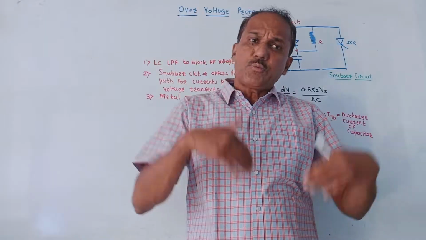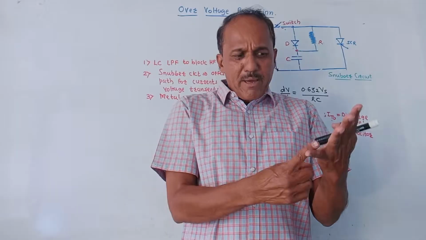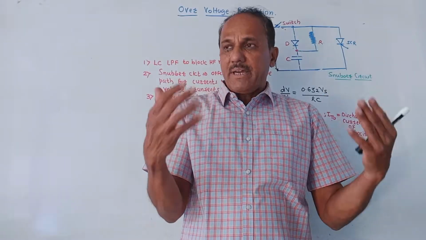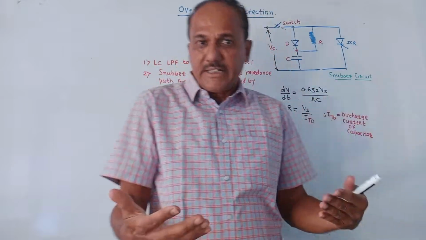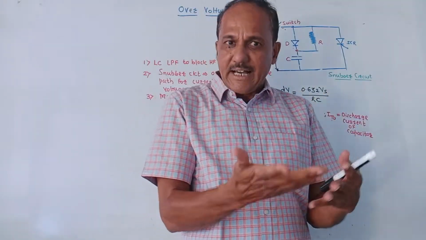So in such cases, we need voltage protection circuitry. Now the question arises: where do these voltage spikes come from? It may be due to fluctuations in the supply voltage, or changes in the commutation circuit, or the voltage spikes may be generated due to the commutation circuits used for SCR and so on.